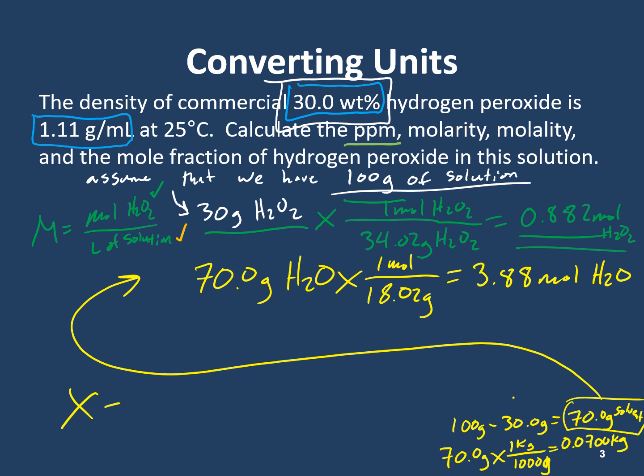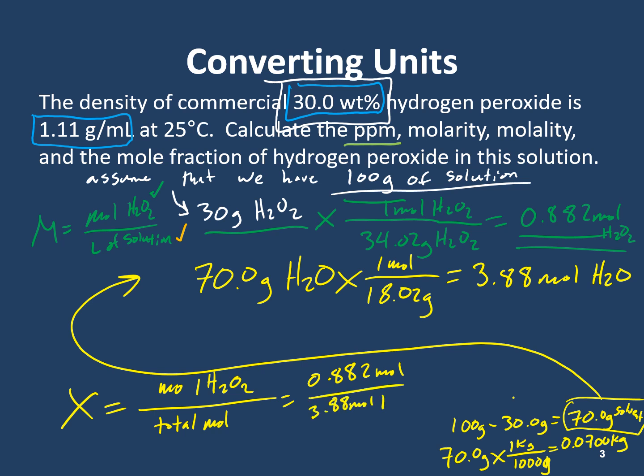And I know my mole fraction is going to be equal to my moles of H2O2 divided by total moles. Or in other words, 0.882 moles divided by 3.88 moles plus 0.882 moles. And if I divide those out, I get a mole fraction of about 0.185.